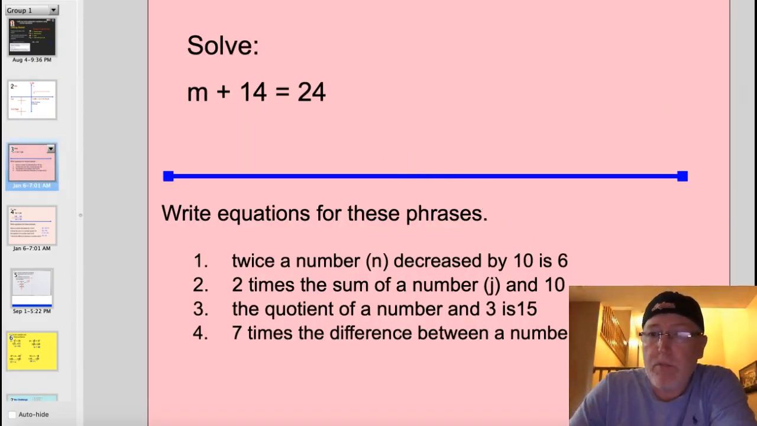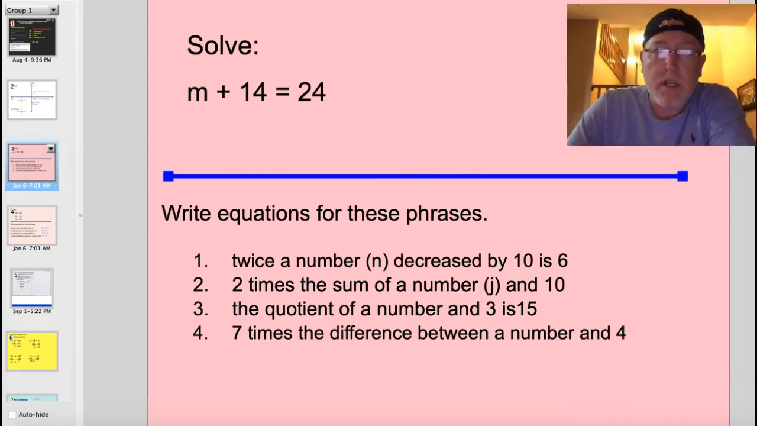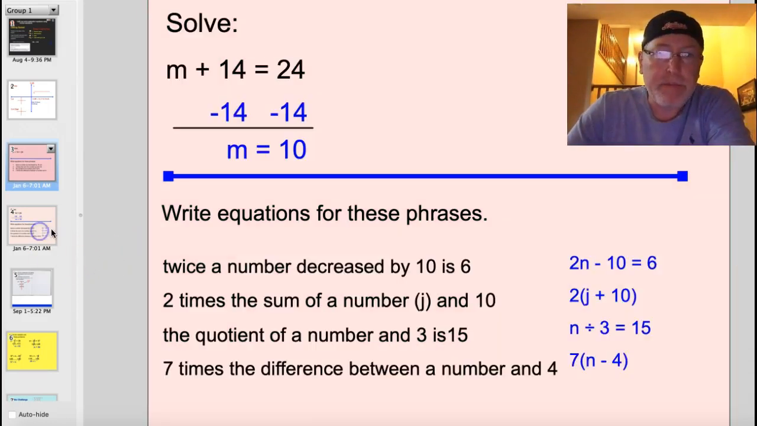All right, let's go ahead and take a look at our review problems for the day. I'll move myself up so you can take a look at these. Spend no more than 5 minutes working on these. Let's see how you did.